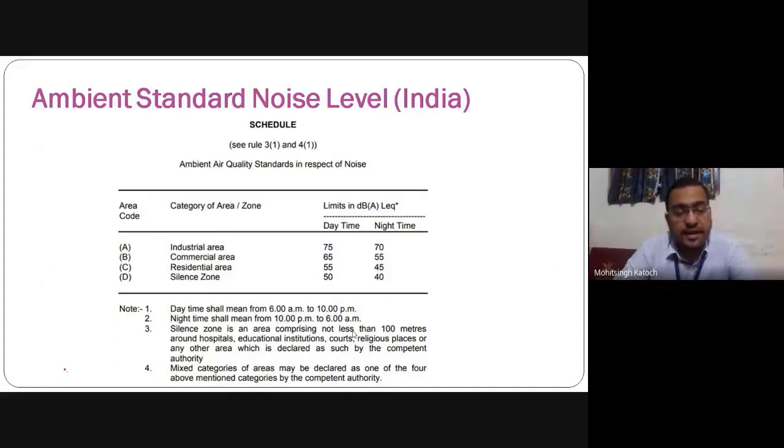Silence zone is an area which comprises not less than 100 meters area around hospitals, educational institutions, courts, religious places, or any other area which is declared as such by the competent authorities.